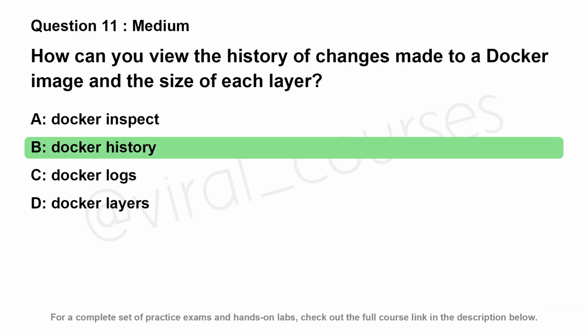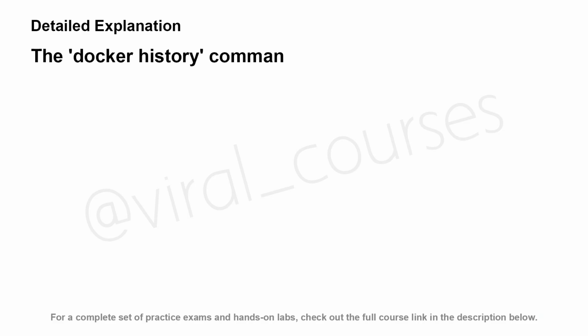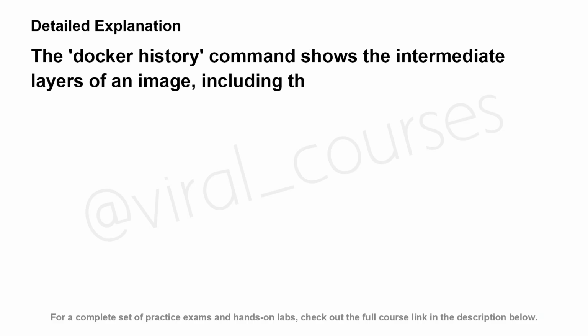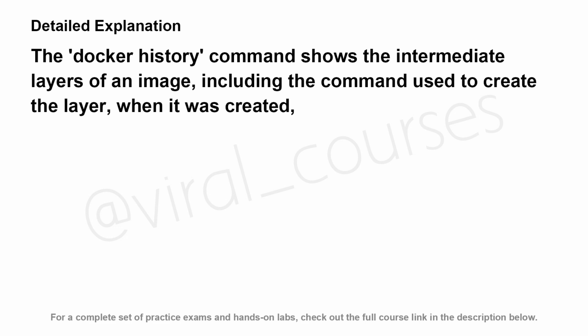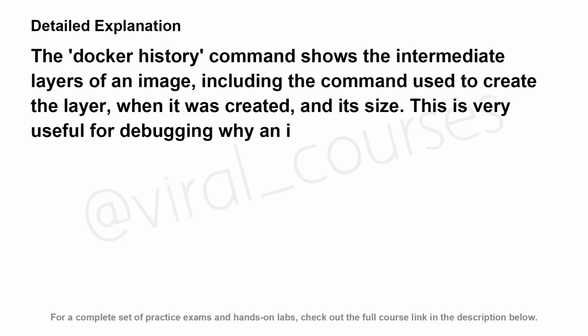The correct answer is B. The docker history command shows the intermediate layers of an image, including the command used to create the layer, when it was created, and its size. This is very useful for debugging why an image is unexpectedly large.